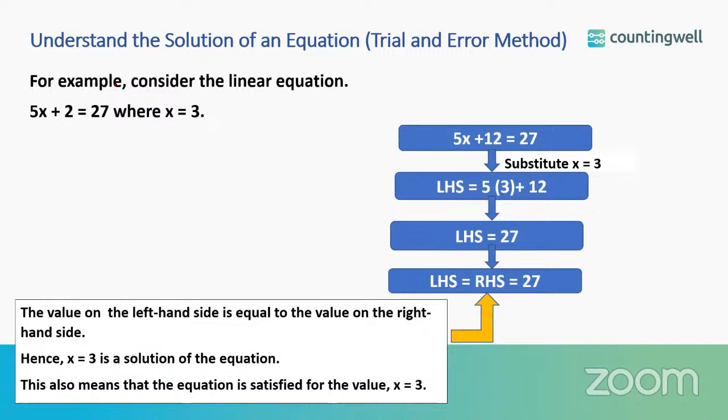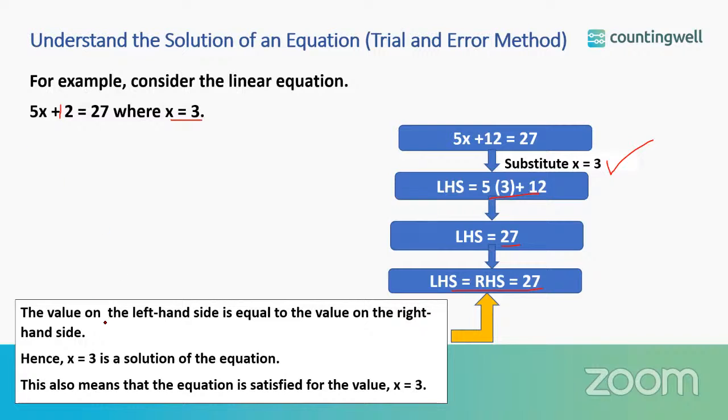For example, let us consider the linear equation 5x plus 12 equals 27, where x is equal to 3. We are going to substitute x equals 3. So 5 into 3 plus 12, this will be the LHS, which is 27. You can see the LHS is equal to the RHS. Both are equal to 27.